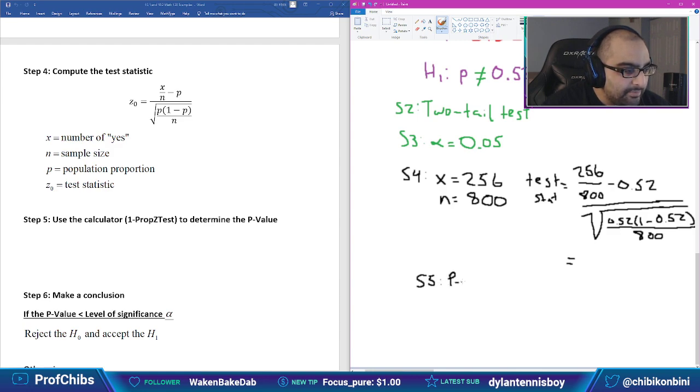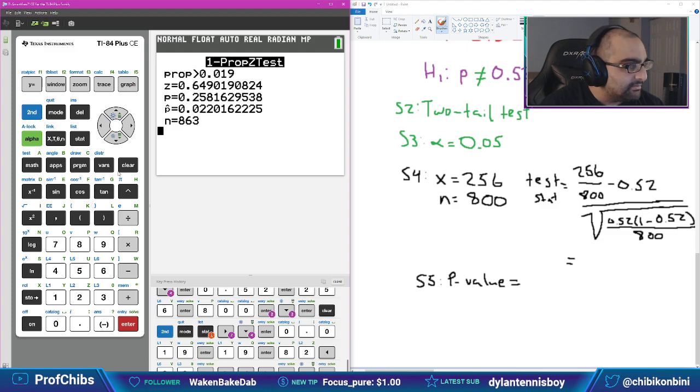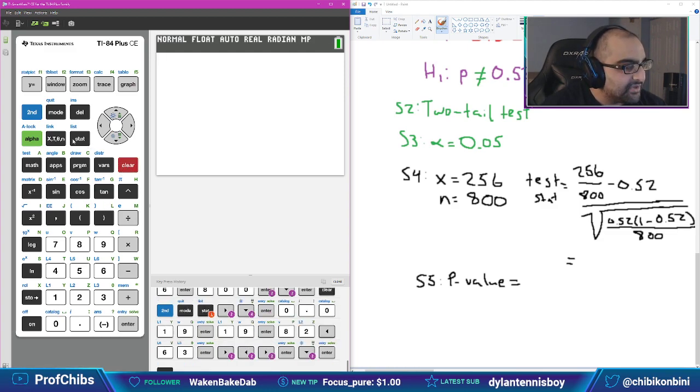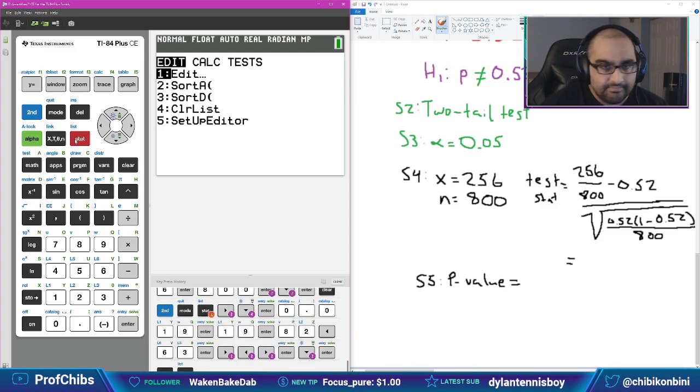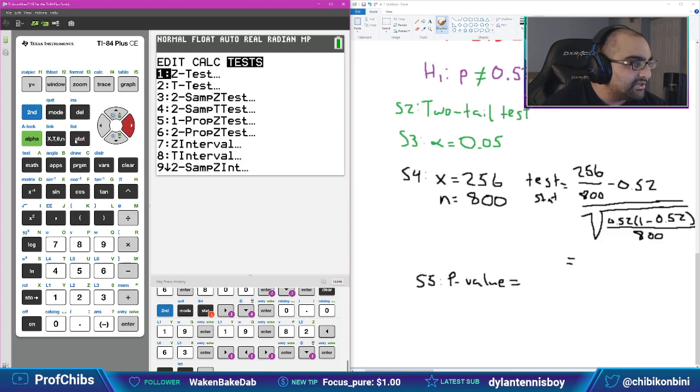Now we're going to put this in the calculator, of course, to find our p-value and our respective test stat. So let's find out what that is. Let's bust out our calculator again. Let's hit the stat key, go over to tests, and go to number 5 here, which is the one prop z-test, and hit enter.